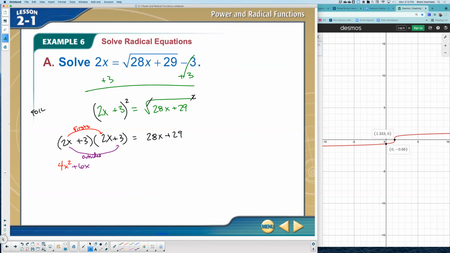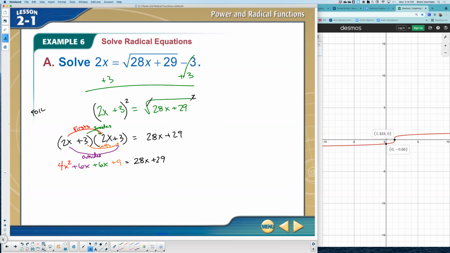Then comes the I, the inside times the inside. 3 times 2x is another 6x. And then finally, last times last. 3 times 3, the last times the last, is 9. This would equal 28x plus 29.